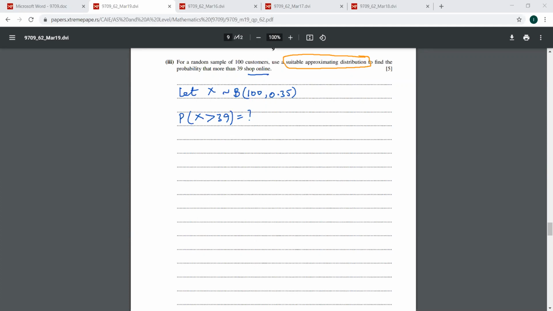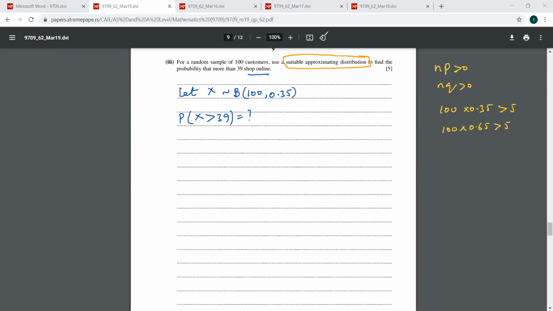Okay, so we have to model this binomial distribution as a normal distribution. So if you have to check that we can really do that, you see that your np should be more than 5, your nq should be more than 5. So if you check that, 100 times 0.35, that is your np. This is more than 5. And 100 times 0.65 is also more than 5. So we can approximate this binomial distribution as a normal distribution.